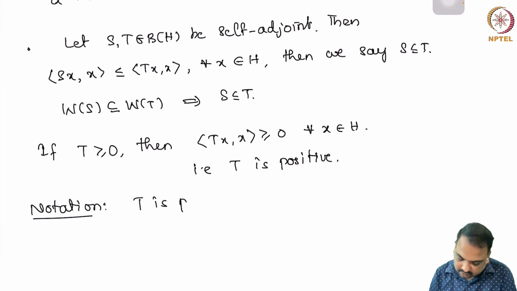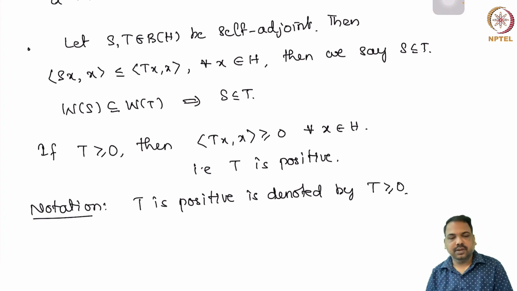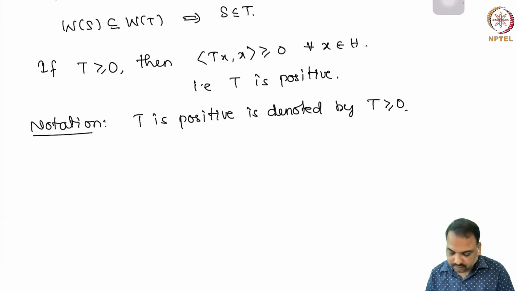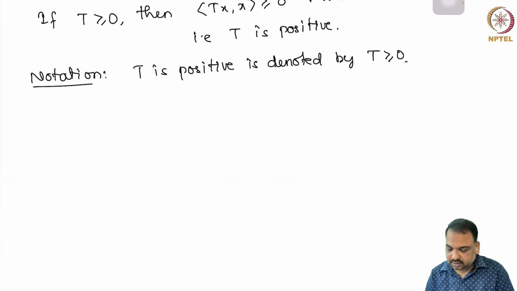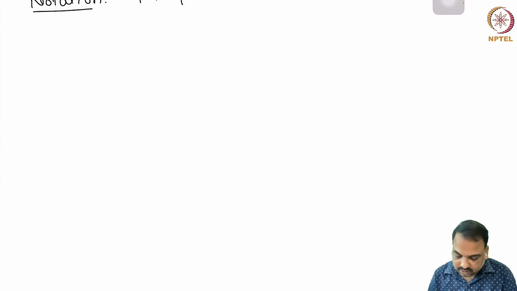T is positive is denoted by... So next we discuss one important property of positive operators, which is called the Cauchy-Schwarz inequality.